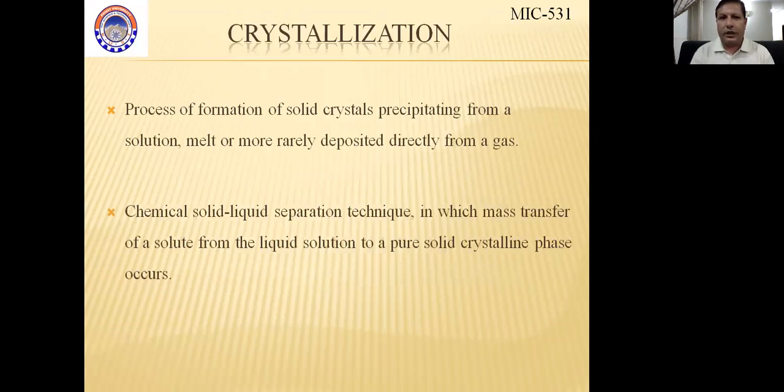Crystallization is a process of formation of solid crystals precipitating from a solution, melt, or, more rarely, deposited directly from a gas. So the conversion of a liquid or gas into solid form is called crystallization. It is a chemical solid-liquid separation technique in which mass transfer of a solute from the liquid solution to a pure solid crystalline phase occurs. So this is a very specific technique.